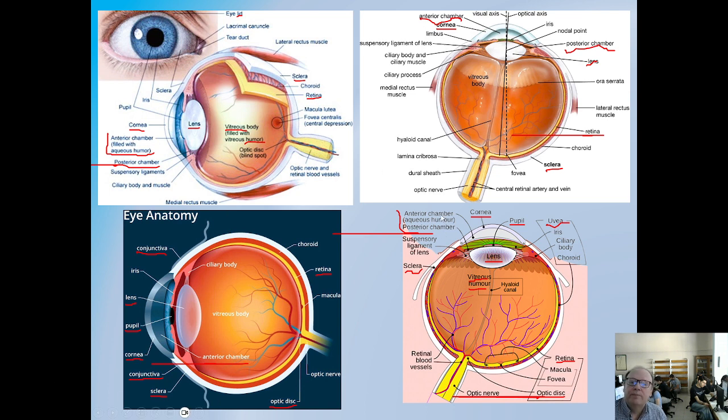And here we see the two chambers again, anterior and posterior, the cornea and the uvea, which is composed of the iris, the ciliary body, and the choroid layer. So here is again the optic nerve with the optic disc, which is part of the retina. So this is the basic anatomy.